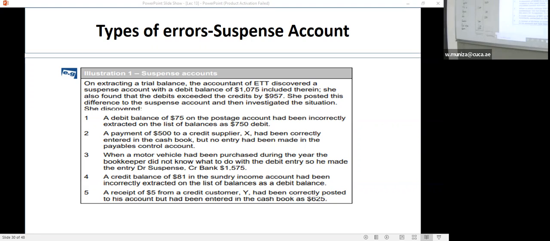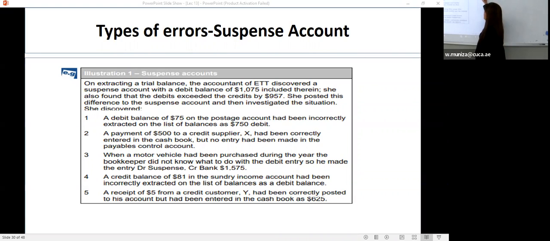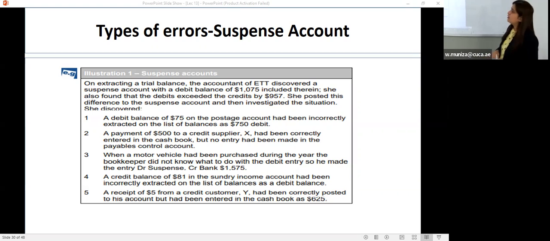So when they are telling us that she has also found that the debits exceeded the credits by 957, it means that this trial balance difference has to be posted on the credit side of the suspense account. Got it? She posted this difference to the suspense account and then investigated the situation, and she discovered the following. A debit balance of 75 on postage account has been incorrectly extracted on the list of balances as 750. Now we have to make the correct accounting entries. So we are going to make the same: correct entry, then wrong entry, and the third one as rectified entry.